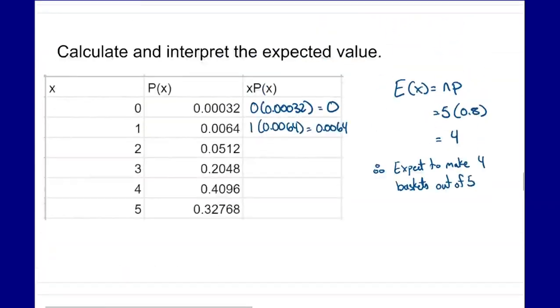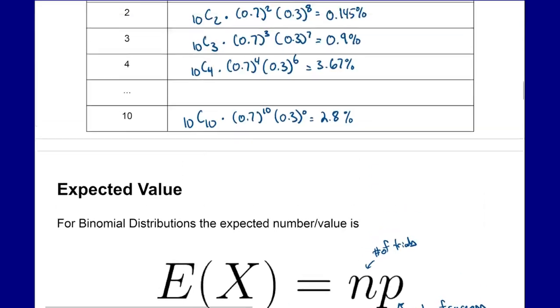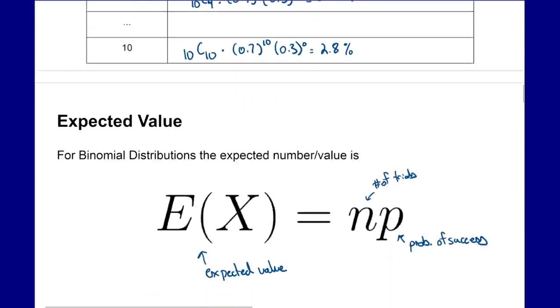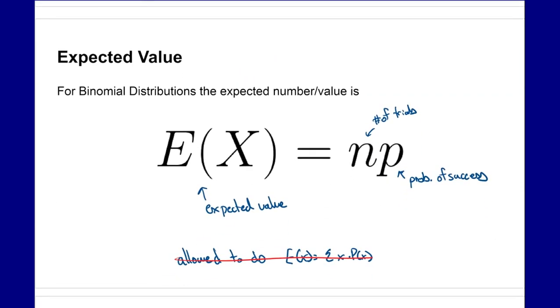But again, the main thing from this lesson, I'll scroll back up to it, is looking at binomial distributions, which have a specific number of independent trials. Each trial has only two possible outcomes, a success or a failure. So we have a specific formula to calculate the probability, and then a specific formula for the expected value, rather than going through and doing the sum of x times p(x). So this is our second specific type of distribution, adding on to the uniform distributions that we looked at previously. And we will have one other type of distribution that we will look at in the future.